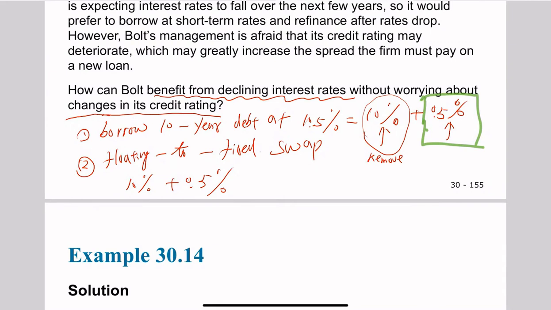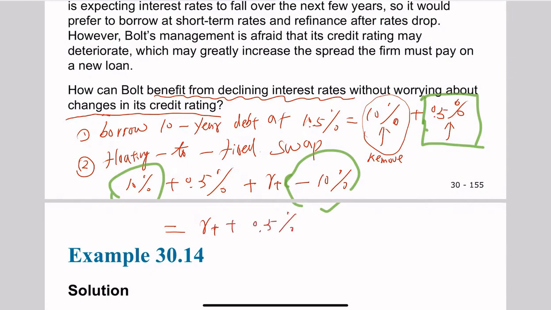And then the firm enters into this floating to fixed swap, which means the firm has to pay this floating rate, but it will get back the fixed rate, right? So you can see that in this case, the 10% and 10% will just cancel out. And in the end, the firm's net or total debt cost of capital would be the market interest rate plus the 0.5% credit default spread.